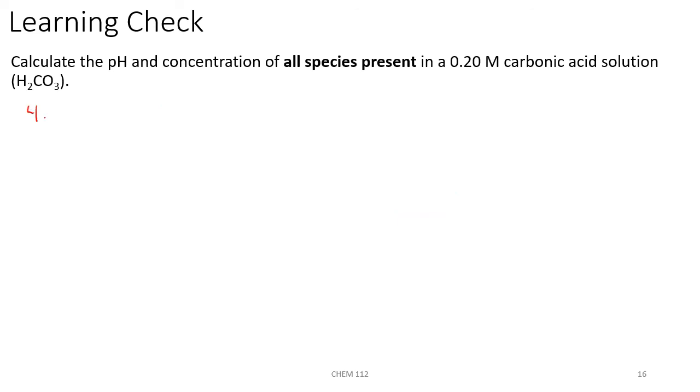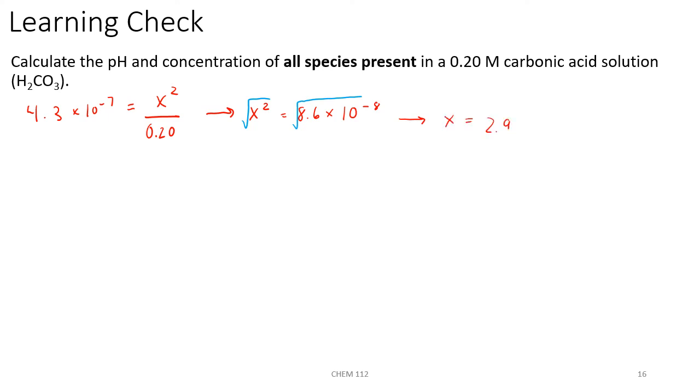Substituting everything into our equilibrium expression, we have 4.3 times 10 to the negative 7th as our Ka equals x times x, so that'll be x squared, all over our initial concentration of carbonic acid, which was 0.20. X squared is equal to 8.6 times 10 to the negative 8th, and taking the square root of both sides, we get x is equal to 2.93 times 10 to the negative 4th power.